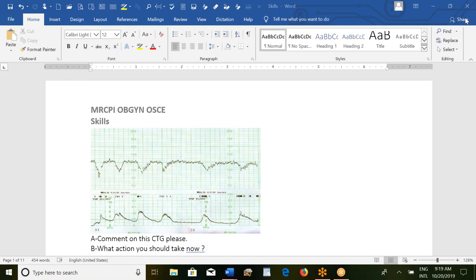For the skills stations, they can show you anything. They can show you 7 or 8 different items. They can give you a CTG. They can give you some other devices and ask you to comment on them: what are these, and why we use them? They can show you different surgical instruments, sutures, and they can bring something like an IUCD.